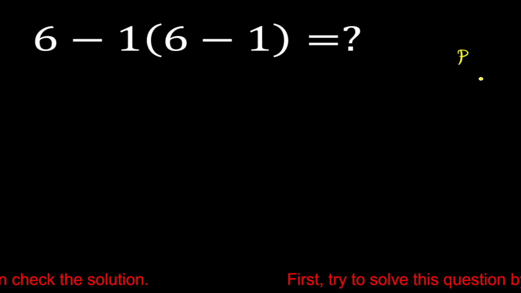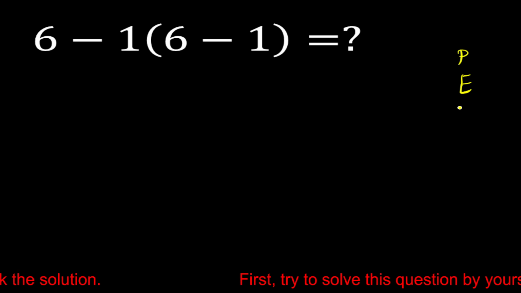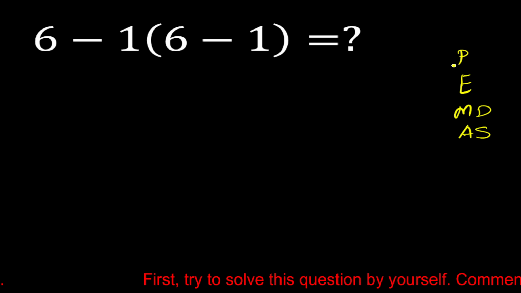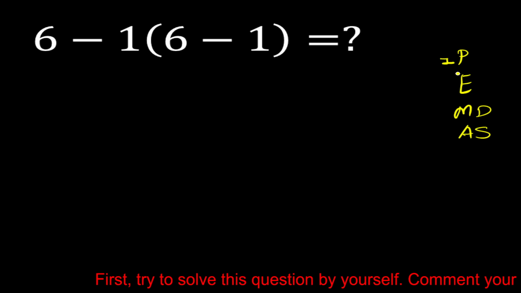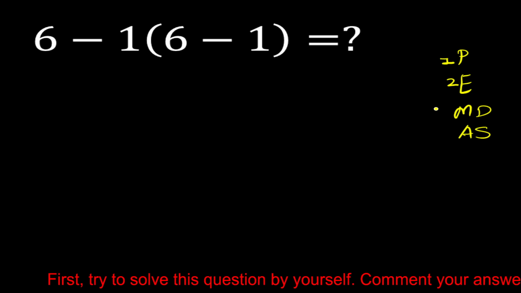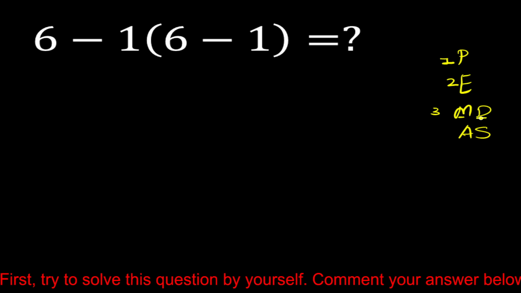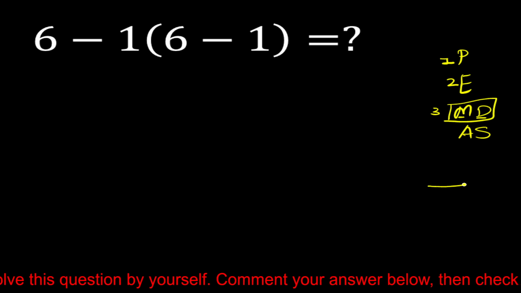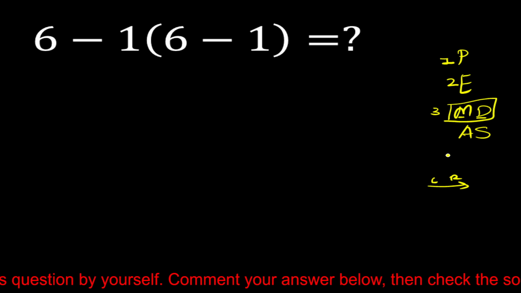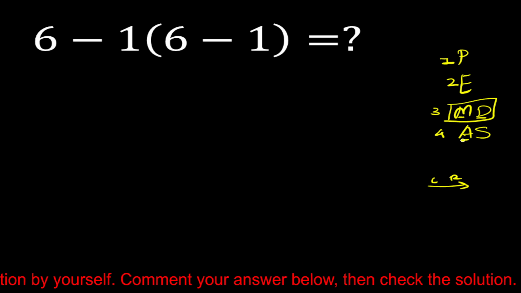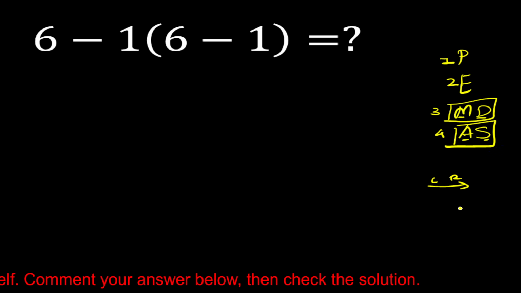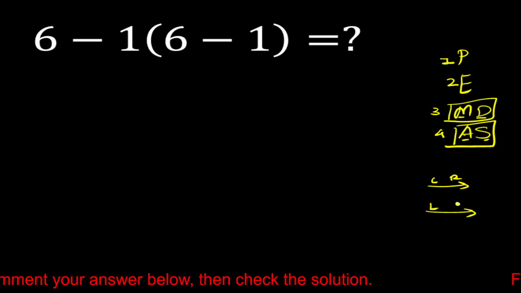PEMDAS, P E M D A S. According to PEMDAS, first priority is parenthesis, second priority is exponents, third priority is multiplication and division. Here multiplication and division both have equal priority, so we have to solve it from left to right. Fourth and last priority is addition and subtraction. Also addition and subtraction both have equal priority, so we have to solve it from left to right.